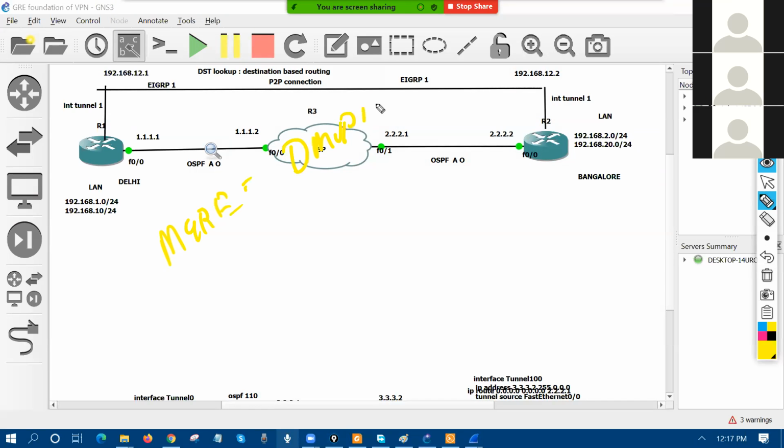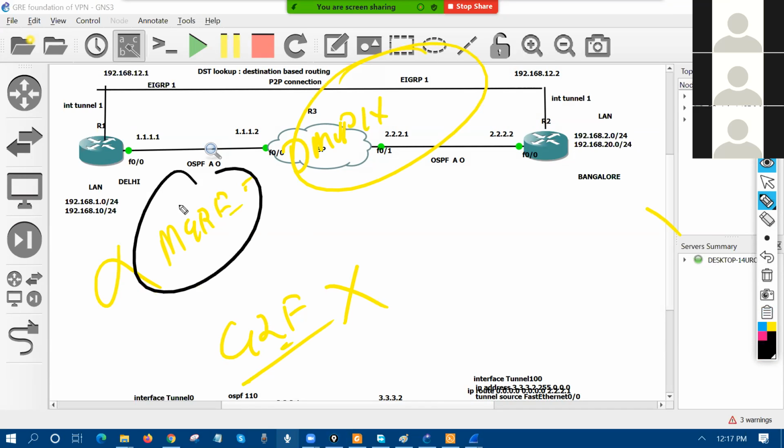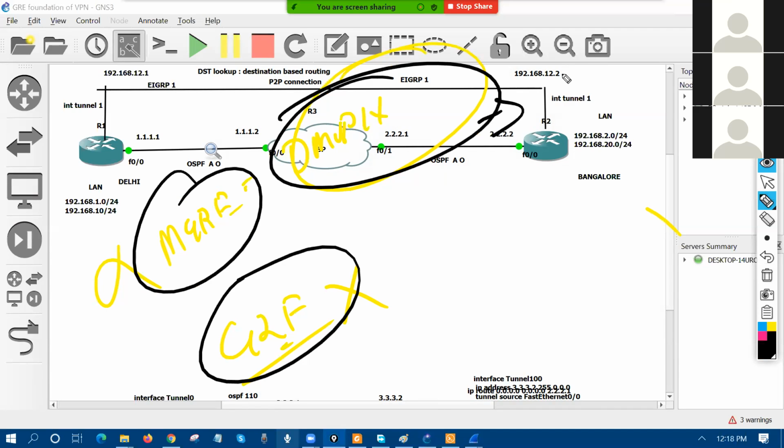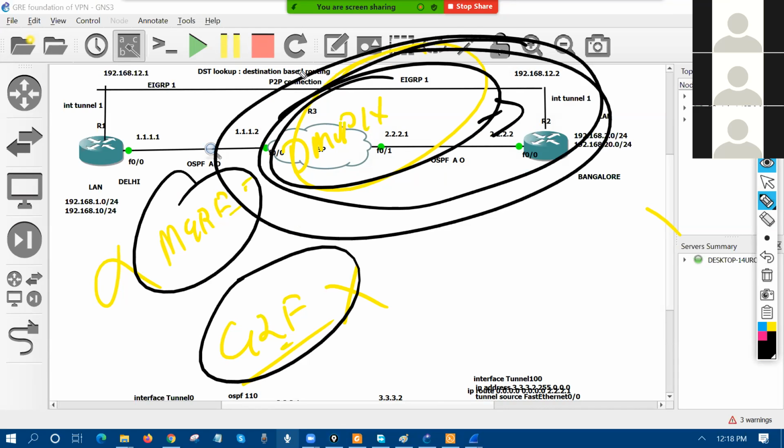I'll tell you one thing: in the market, we are not going to use GRE, and we are not going to use MGRE either. But to understand DMVPN, you must have a good knowledge of MGRE and GRE. And I'm telling you, in the CCIE lab exam, DMVPN plays a major role.